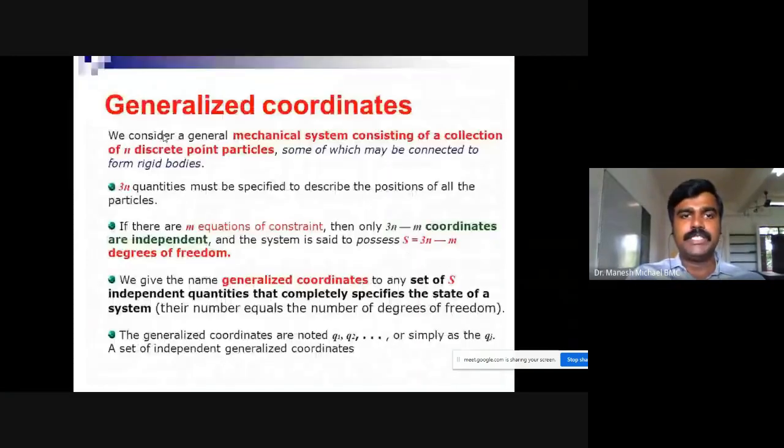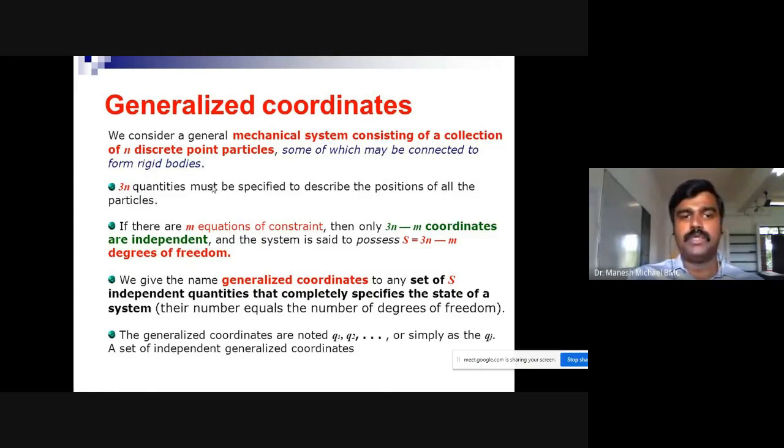One of the extensions of the degree of freedom is the generalized coordinate. So let us look at what we mean by generalized coordinates. Generalized coordinates are the minimum number of independent coordinates needed to define the motion of a system. Suppose you are dealing with n number of particles in three dimensions, then you need a total of 3n quantities to define the positions of the particles.